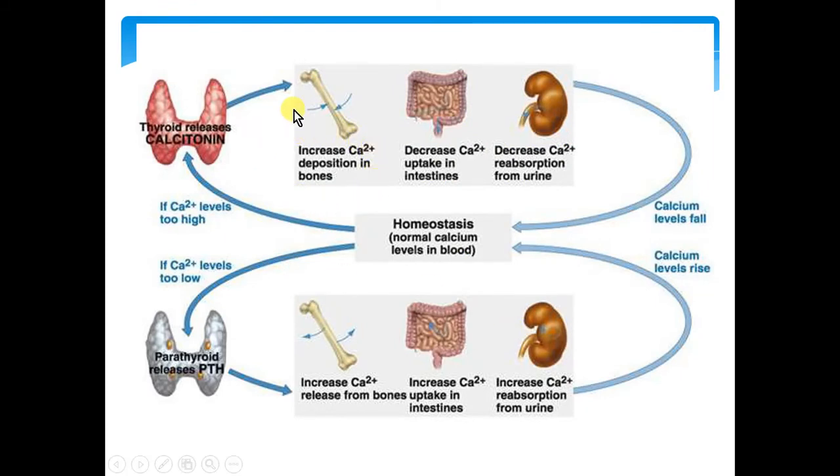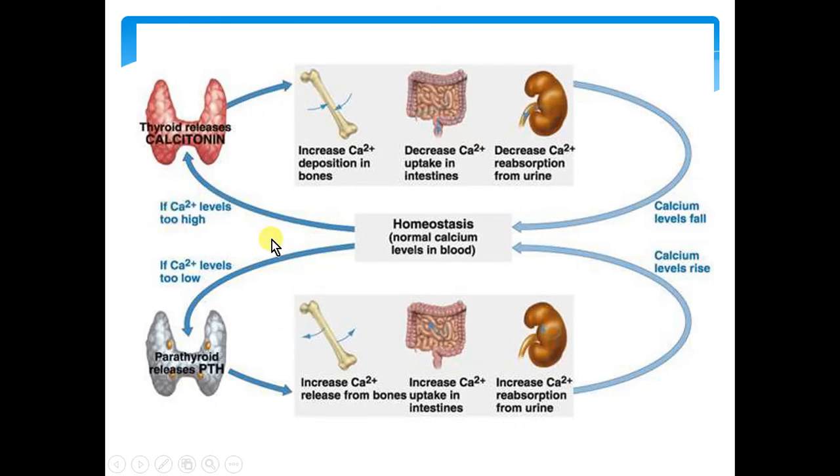Let us summarize the formation or control of normal serum calcium, which we also call calcium homeostasis or normal calcium level. Parathyroid hormone increases calcium deposition in the bone, decreases calcium uptake, and increases calcium reabsorption from the urine. Everything that increases serum calcium will cause this by the effect of parathyroid hormone release.